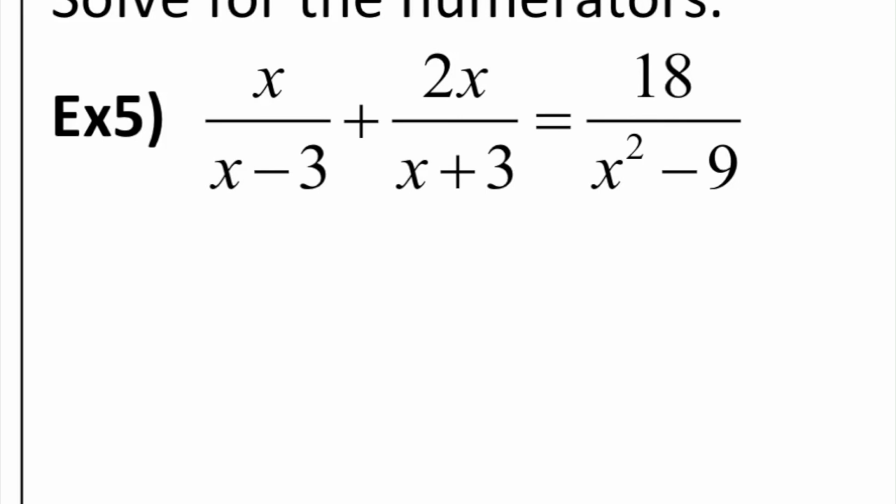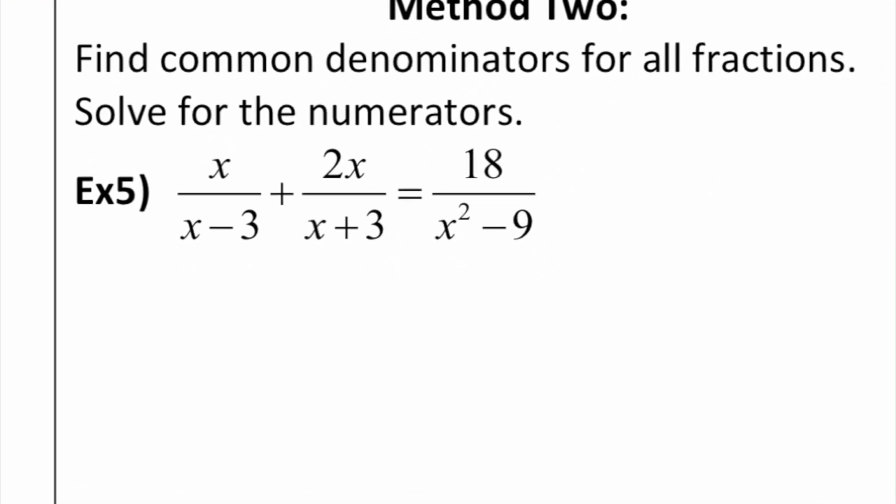So the second method of solving rational equations is to find a common denominator that would work for all of the fractions on both sides of the equal sign. Change all three fractions, or all the fractions if there's however many fractions there are, to the same common denominator, and then only solve the numerators. So here's what I mean.